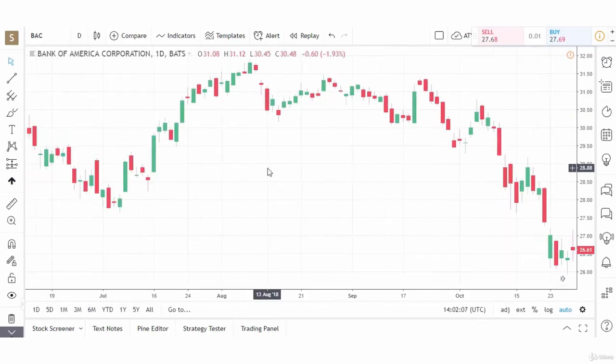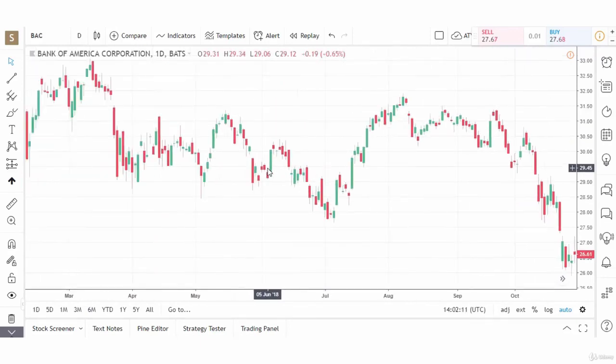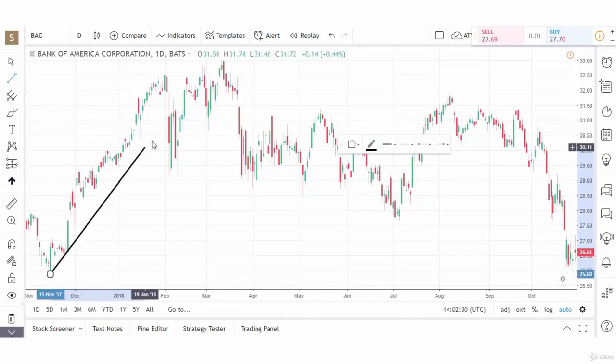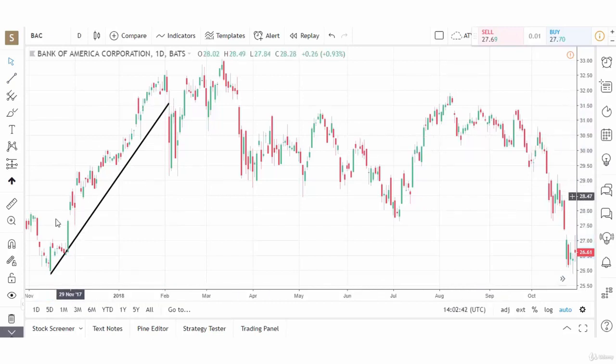Now let's take a look, again using Bank of America. I'm going to zoom in and we'll look at some trends in the stock. At the beginning of this chart, in November of 2017, we have an uptrend in the stock. I'm going to draw a trend line here. So we have the stock moving up in an uptrend. Then the stock moves in a consolidation pattern.